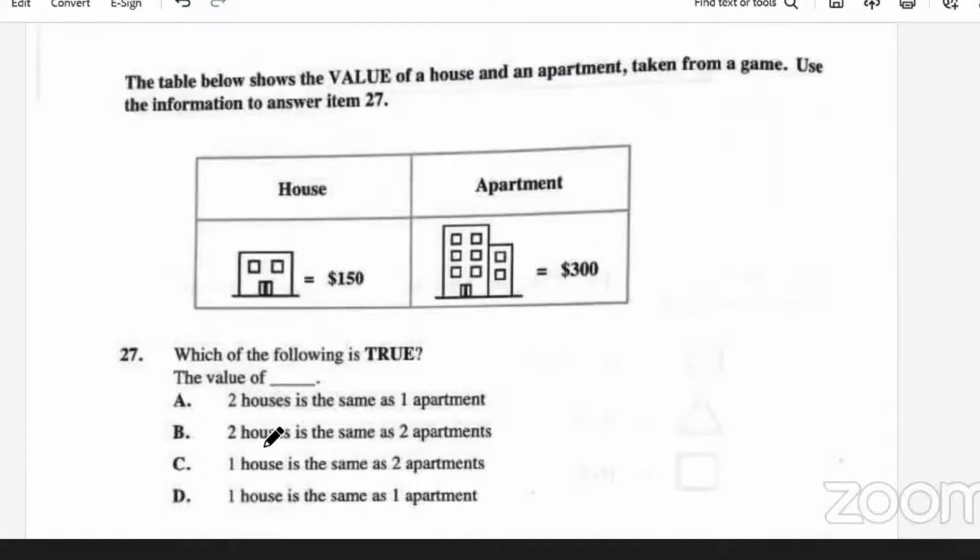Two houses would be 300, like we said. Two apartments would have been 600, so those are not the same. One house is 150 and two apartments 600, those two would not be the same. One house is the same as one apartment? No, they have different values. So the only option here that's true would be two houses, because 2 times 150 is 300, which is the same as the value of one apartment. So the answer for 27 is A.